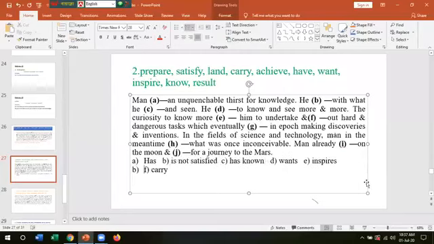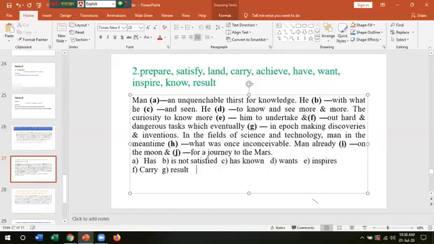Result. Miss, what is the meaning of epoch making? That is very extraordinary, eventful. Result in epoch-making discoveries and inventions.